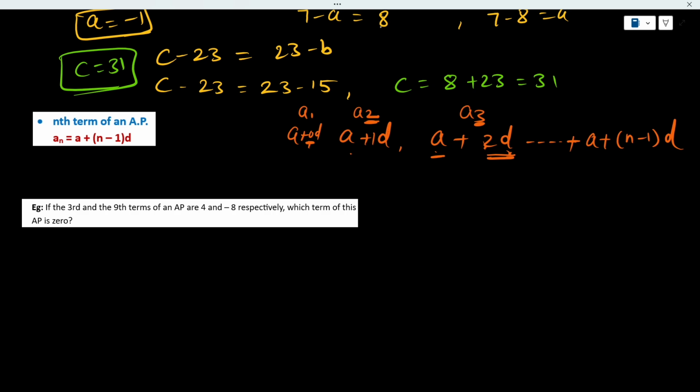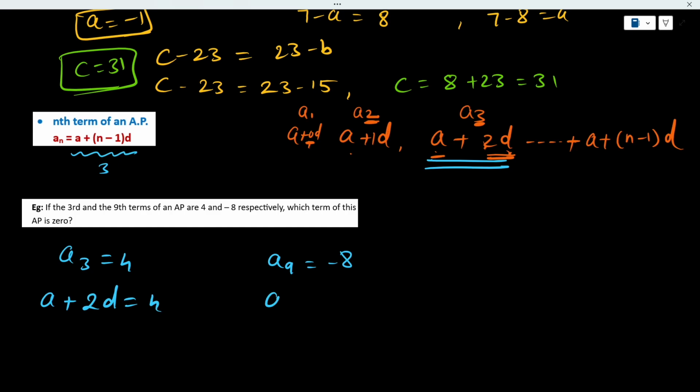If I solve this, first you take A3 equals 4 and A9 equals minus 8. Now A3 means, what is the formula? A plus (n minus 1)d. So your n is 3, so the third term is A plus 2d. How are we getting it? Because n minus 1 becomes 3 minus 1, which is 2. So A plus 2d is 4. Here A plus 8d is going to be minus 8.